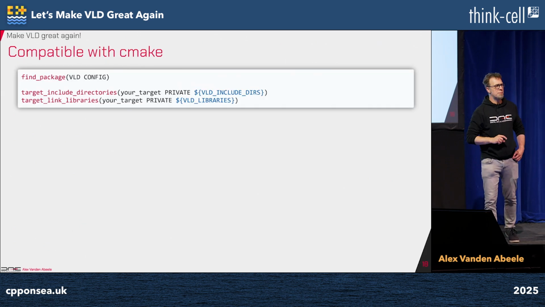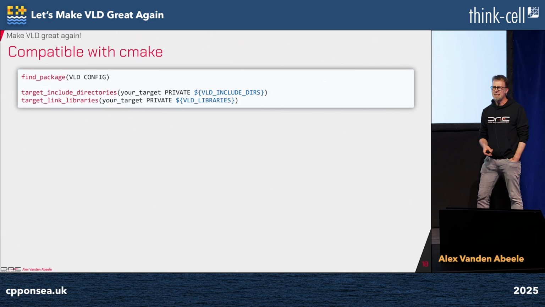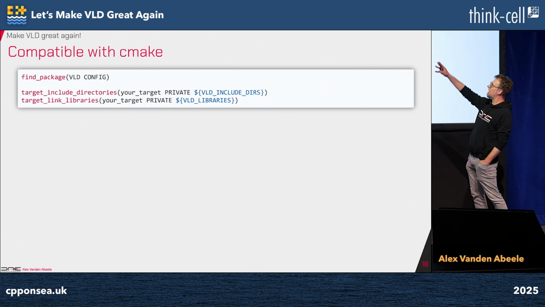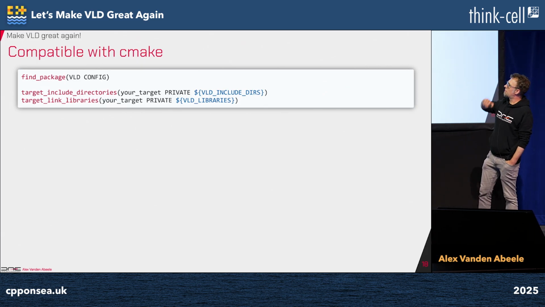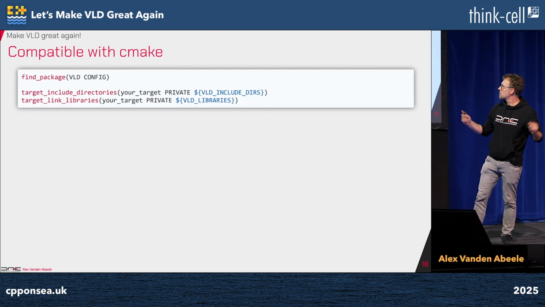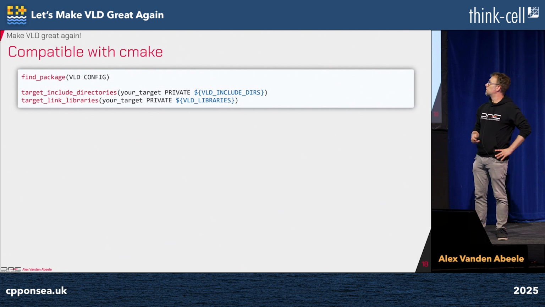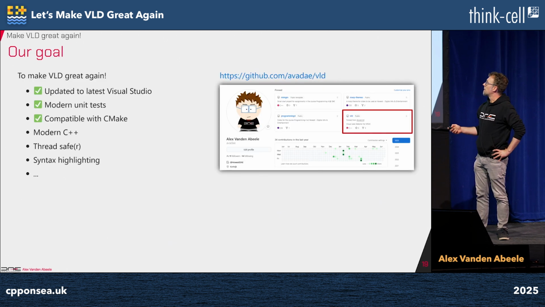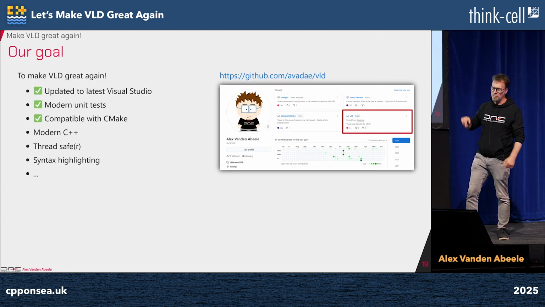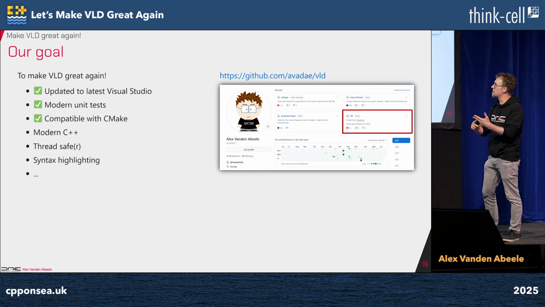It's even compatible with CMake now, so that's cool. It wasn't the case before. It's not super, you still have to install it, but then as soon as you've installed it, you can just find package VLD config and then include the directives in the link libraries, and you're good to go. So that's super cool that you have this from now on. So my goal was achieved for these 3 points, right? I updated Visual Studio support, modern unit tests and CMake. I want to do the rest.